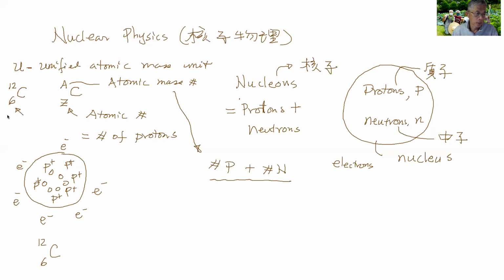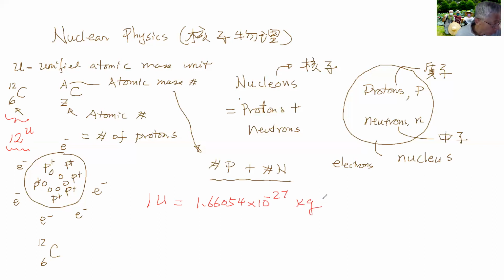So this one here, C612, has 12U. Okay, the mass of an atom of C612 is equal to 12U. All right. So 1U, so this is just a bunch of definitions. 1U is equal to 1.66054 times 10 to the negative 27 kilogram.